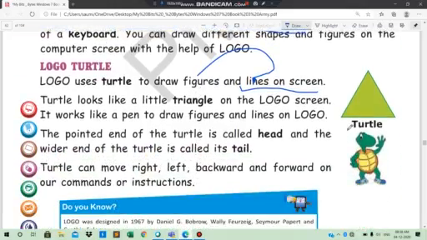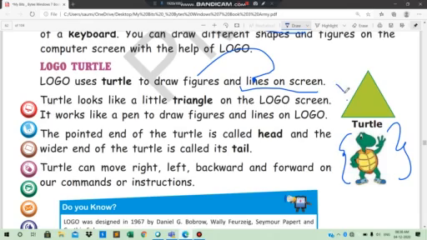So here we are not talking about this animal. ये animal turtle की बात हम नहीं कर रहे हैं. We are talking about this triangular turtle. So what is turtle? Turtle looks like a little triangle, है ना? It looks like a little triangle on the Logo screen. It works like a pen to draw figures and lines.